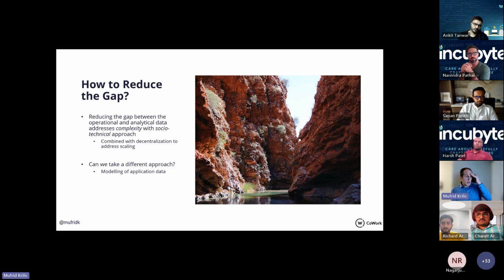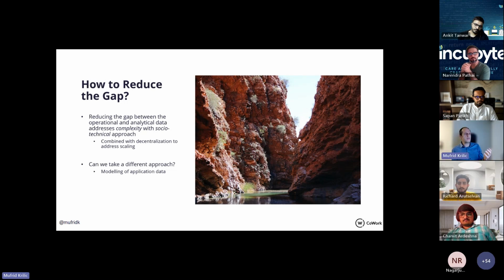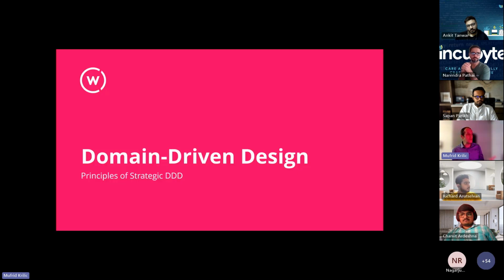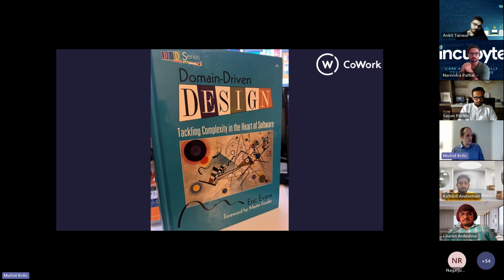So when we talk about domain-oriented, the best approach I have seen or used is domain-driven design. So I'll shortly go through the principles of strategic domain-driven design. Again, I assume you're a little bit familiar with it, but this should be enough for the purposes of this talk. Domain-driven design was a concept introduced by Eric Evans in 2004 in the so-called Blue Book.